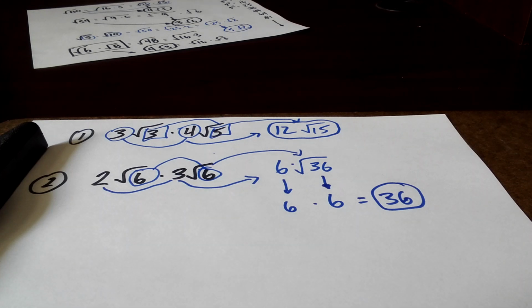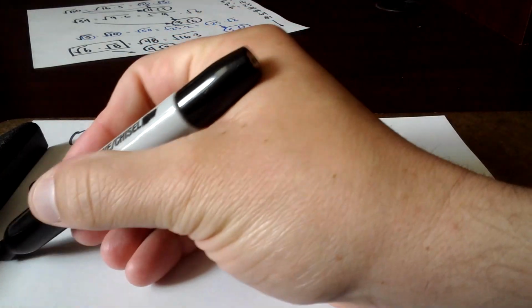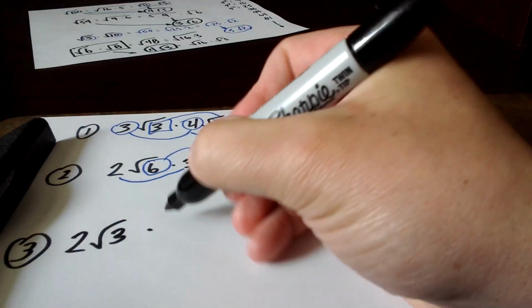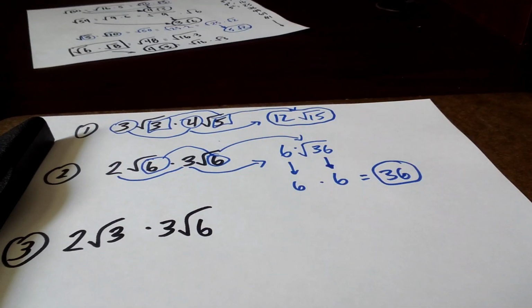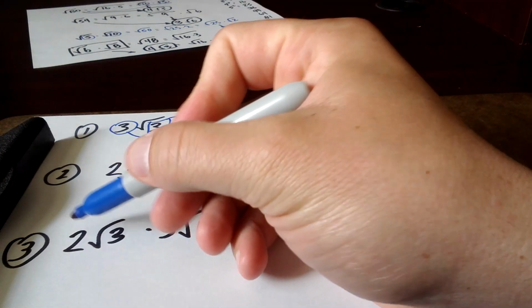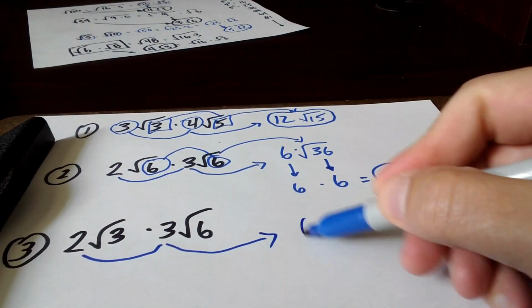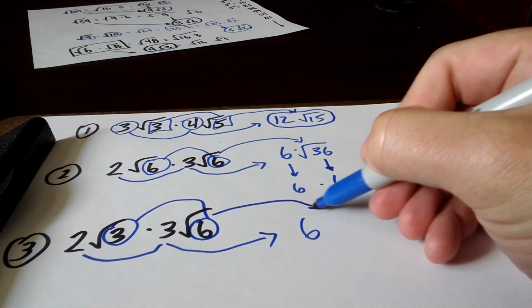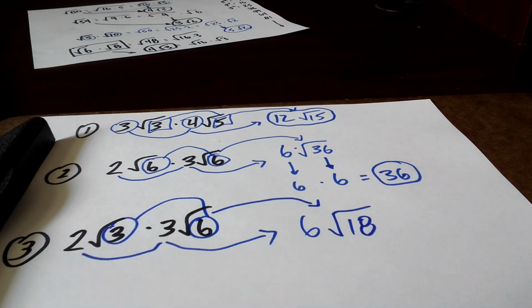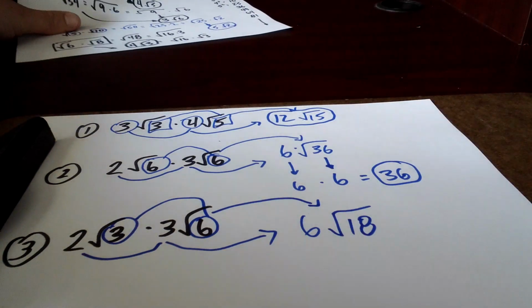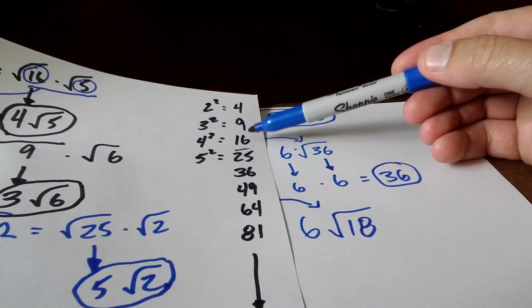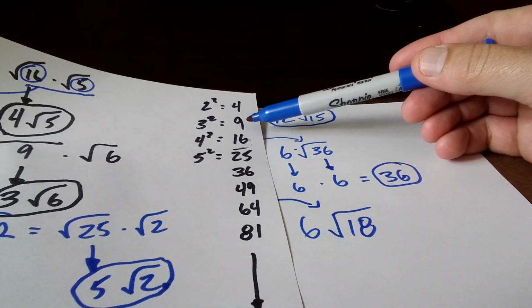All right. Last problem I want to look at is, let's see, 2 radical 3 times 3 radical 6. And once again, we will times inside by inside and outside by outside. So 2 times 3 is 6. And the inside, 3 times 6, is 18. Now, last step, we have to check that 18 to see if there's a perfect square that goes in there. So let's look. 18 divided by 16 is a decimal. 18 divided by 9 is 2.